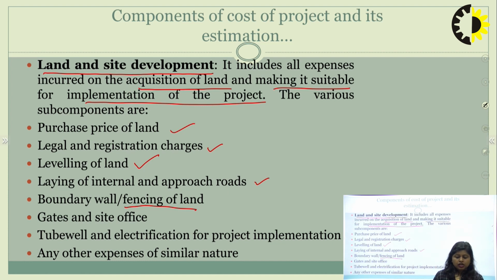So, for land and site development, we have the purchase price of land. We need to find out the purchase price of land. What are the charges involved in the legal and registration process? What are the expenses we need to incur for the leveling of land, for laying of the internal and approachable roads, for making the boundary wall and fencing of the land, then gates and site office, tube well and electrification purpose expenses. So all these expenses come under the category of land and site development.